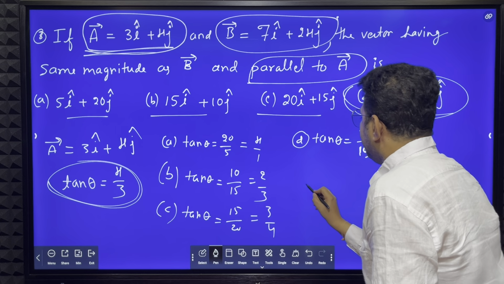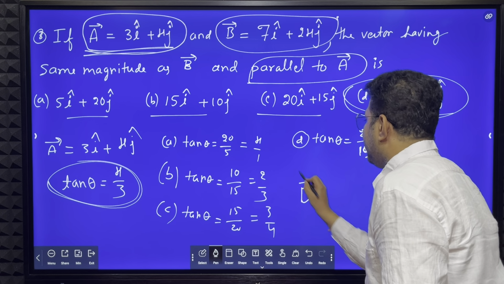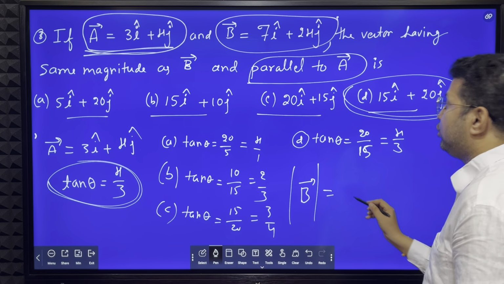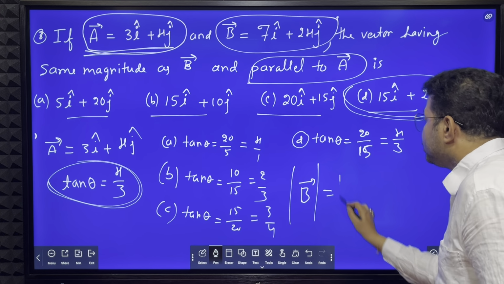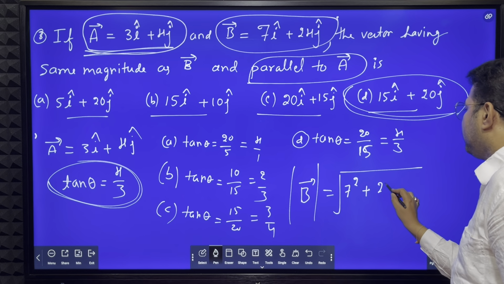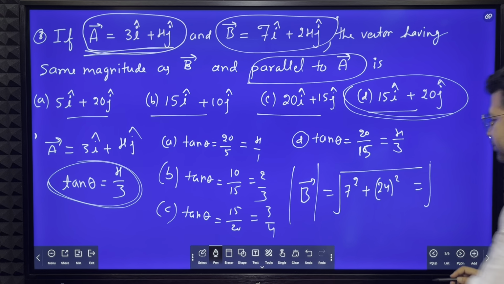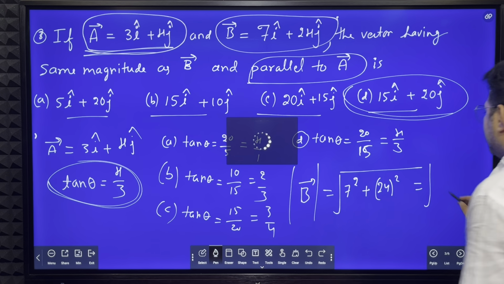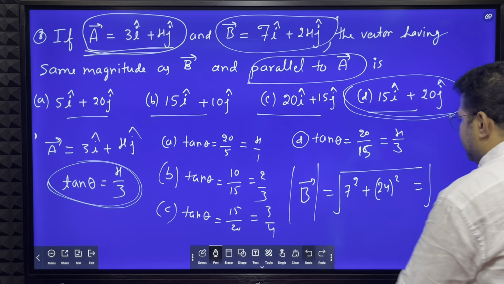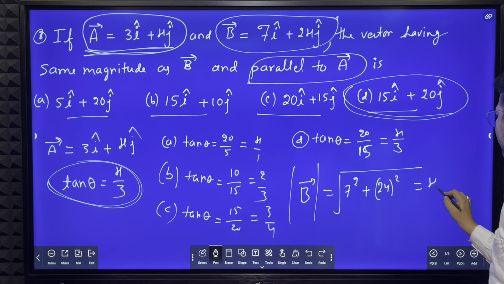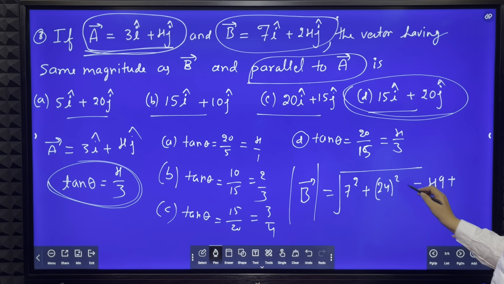Magnitude of B is equal to, this is very important, square root of 7 square plus 24 square. Okay. 7 square is how much? 7 square is 49, plus 24 square is 576. Okay. So this is 625.